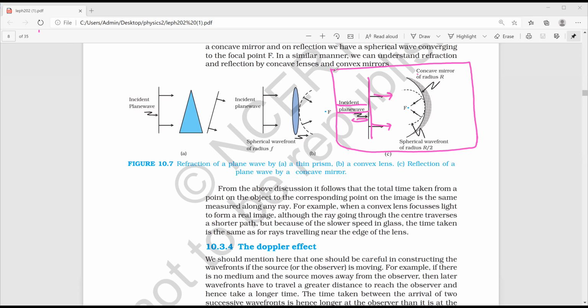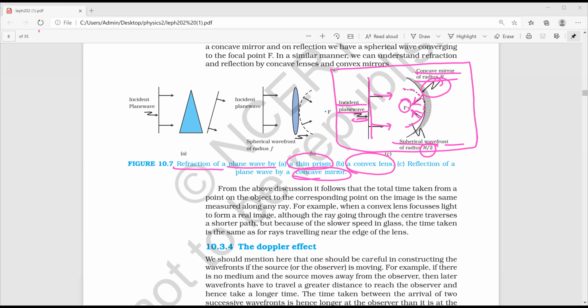So this is the concave mirror of radius r. The reflected rays are going to meet at a point that is the focus point F, already shown here. And here the reflected wavefront is going to form a sphere. The spherical wavefront has radius r by 2. So this is all about how the reflection of a plane wave takes place in the case of a concave mirror.